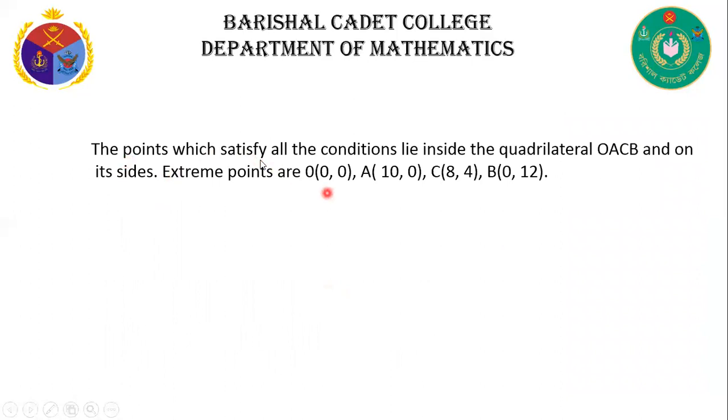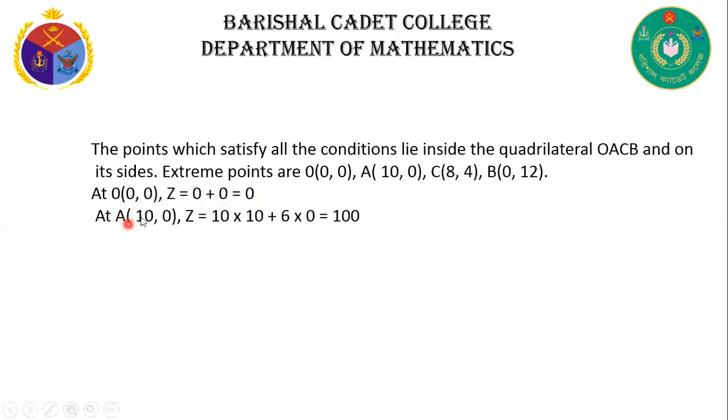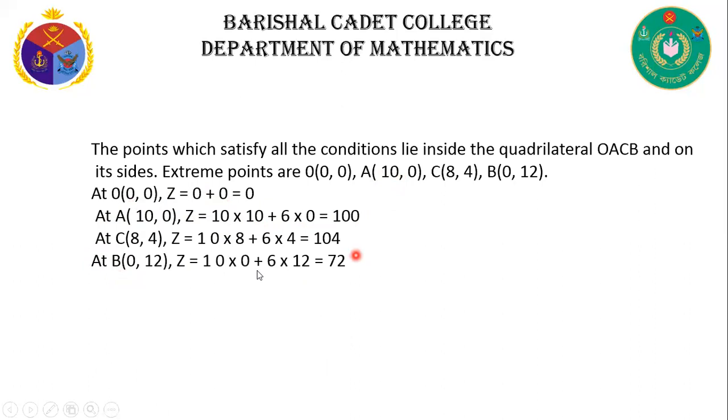Now the points which satisfy all the conditions lie inside the quadrilateral OACB and on each side. Extreme points are O 0, 0, A 10, 0, C 8, 4 and B 0, 12. Now putting the value at O 0, 0, Z is equal to 0 plus 0 is equal to 0, and at A, which is 10, 0, that means 10 into 10 plus 6 into 0, that means 100. In the same way, at B 0, 12, Z is equal to 72.